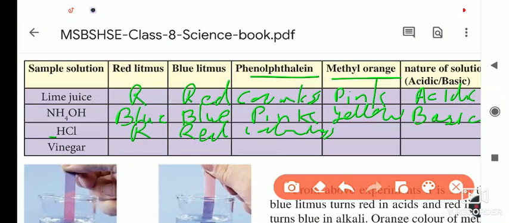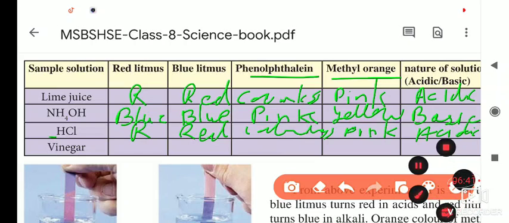When we add this methyl orange into this hydrochloric acid, its color changes to pink. Methyl orange, I told you before, is orange in color, and hydrochloric acid is colorless. So when we add this hydrochloric acid, its color changes to pink. And from this observation we say that it is acidic in nature.